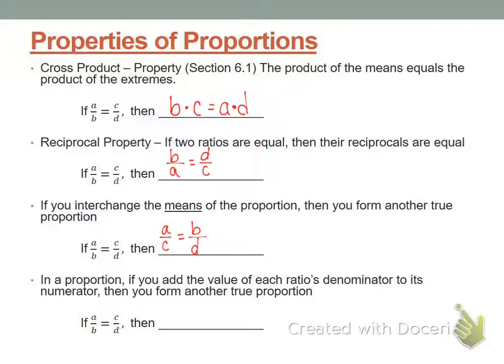The last one is kind of the weirdest one of them all. If you add the value of each ratio's denominator to its numerator, then you form another true proportion. So, adding the denominator, we've got (A plus B) over B. We didn't change the denominator. That would be equal to (C plus D) still over D.